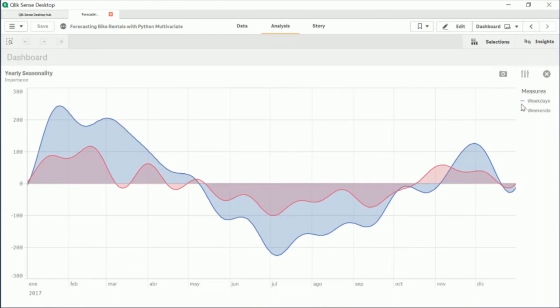So using this analysis, let's compare weekdays to weekends. And here for the year 2017, we may see that weekdays always have a higher value than the weekends. So this confirms what we were saying, that the bicycles may be mostly used for work or for school, for weekday activities, and for recreation on the weekend.